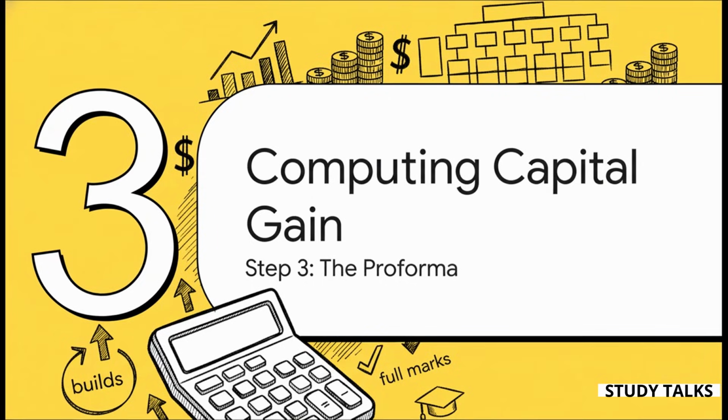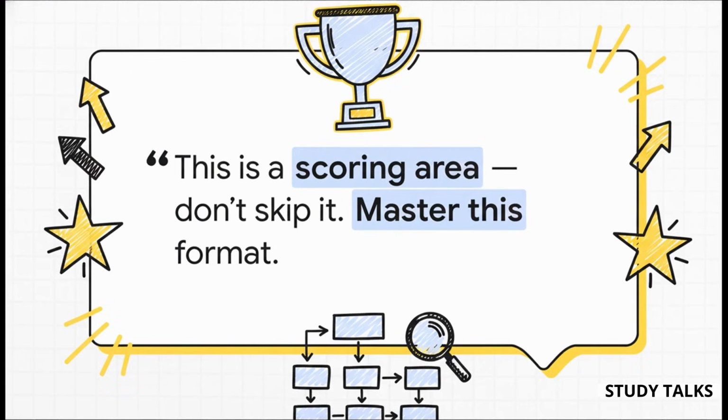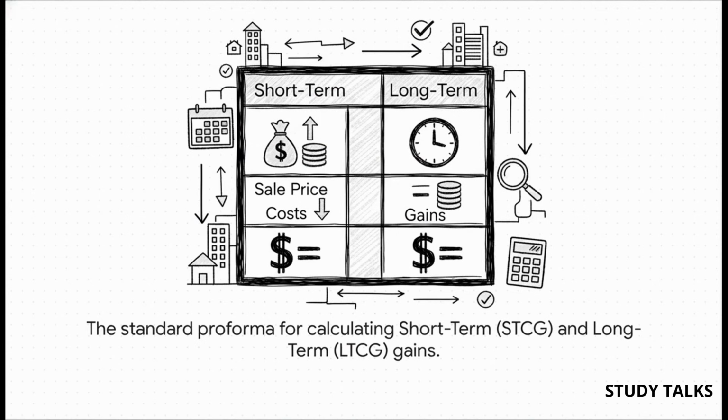All right, moving on to step 3, actually computing the gain. We've identified the asset, we've classified it, now it's time for the math. And for this, you must follow a very strict pro forma if you want to get full marks for your presentation. And please, I'm telling you now, do not try to get creative here. The examiner is looking for this specific structure. Let's take a look. And here it is. This table right here should be your best friend in the exam hall.